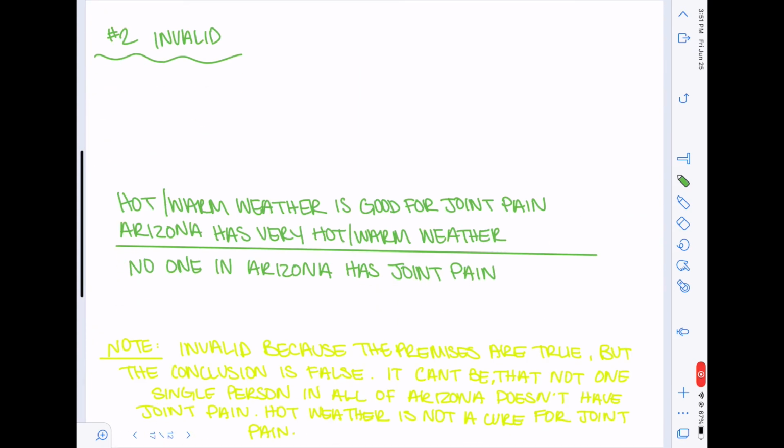Number 2, an example of invalid. Hot or warm weather is good for joint pain. Arizona has very hot or warm weather. No one in Arizona has joint pain. Note, this is invalid because the premises are true, but the conclusion is false. It can't be that not one single person in all of Arizona has joint pain. Hot weather is not a cure for joint pain.